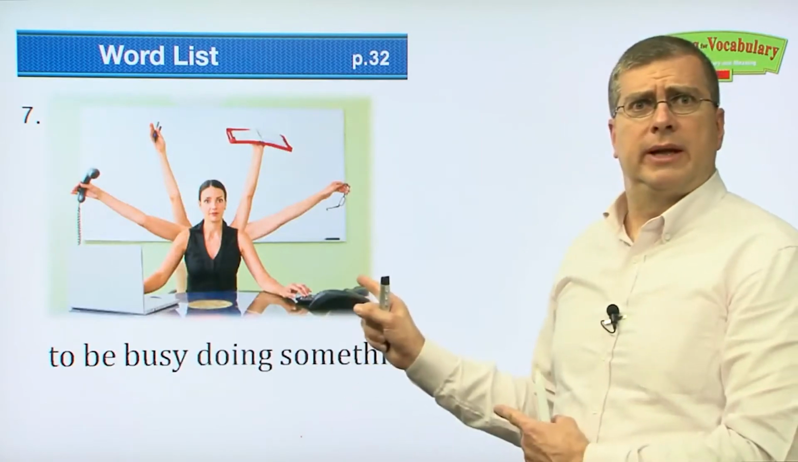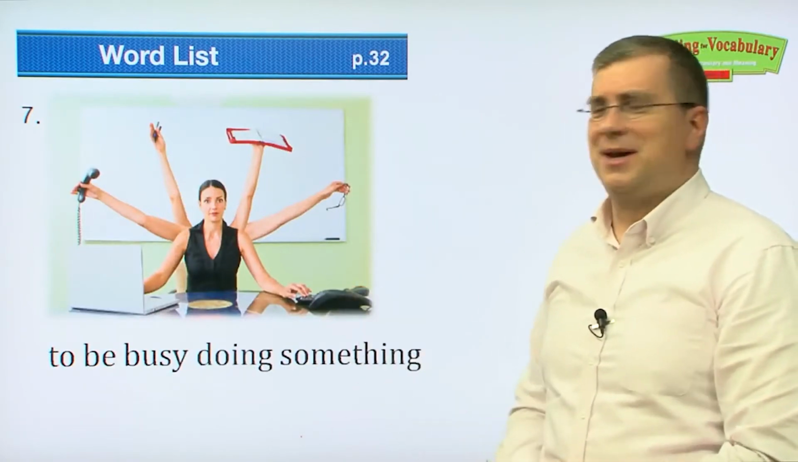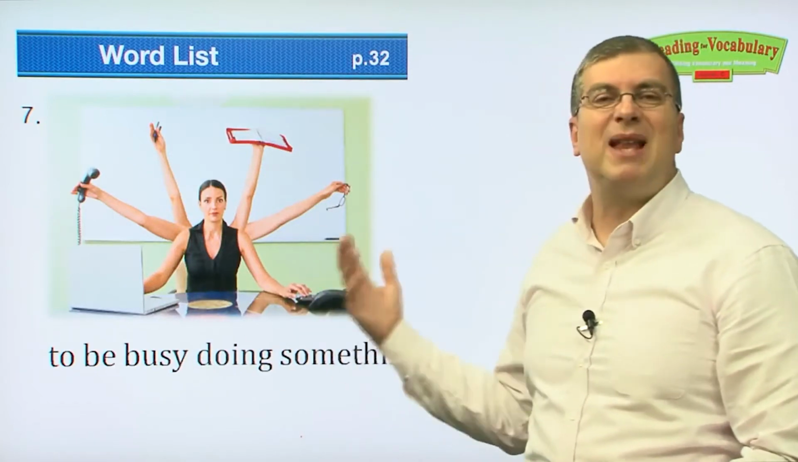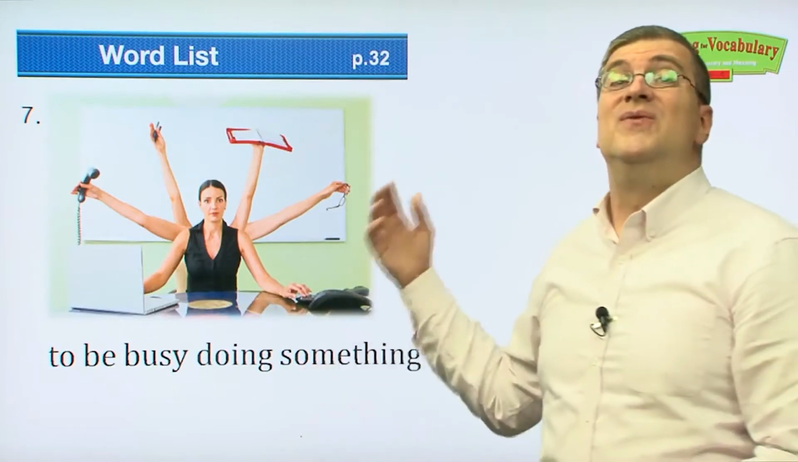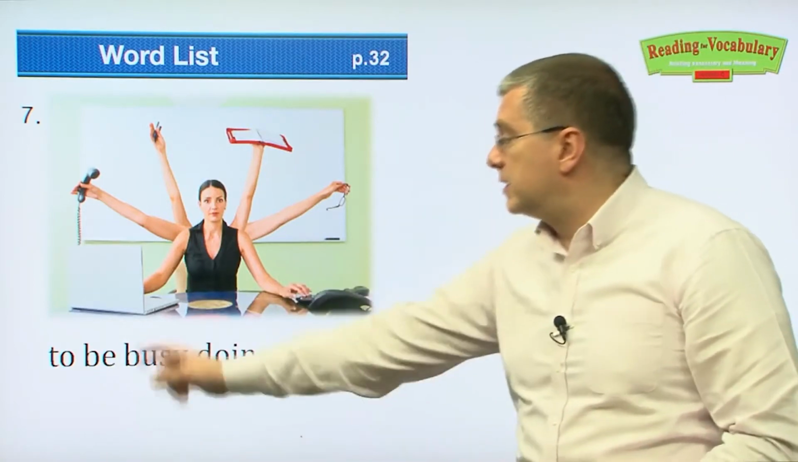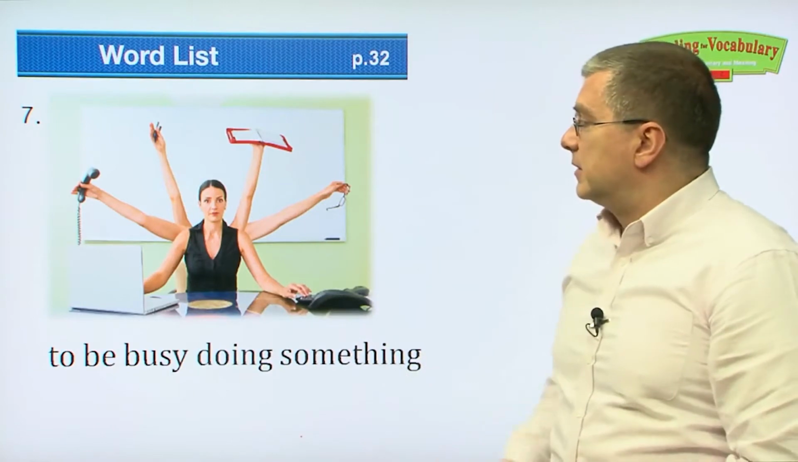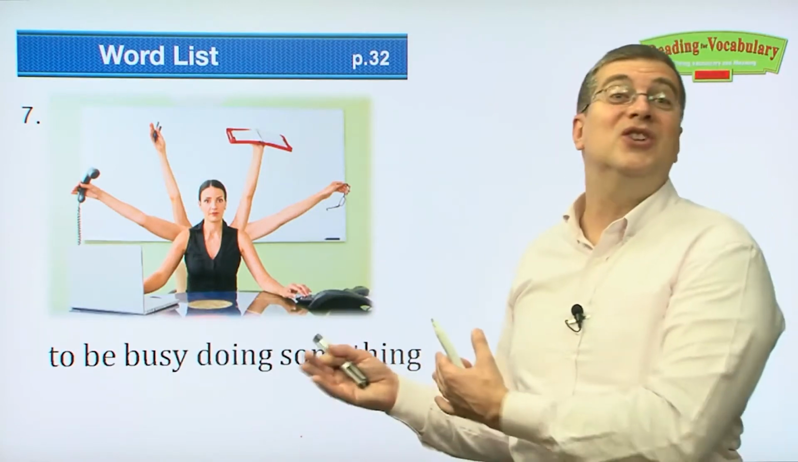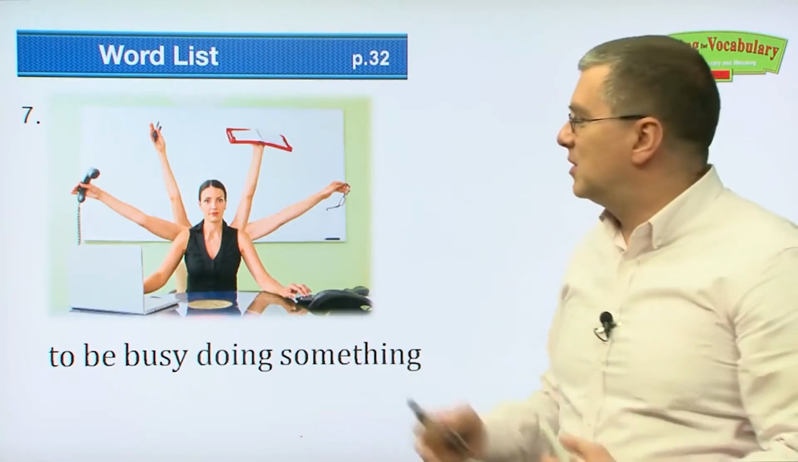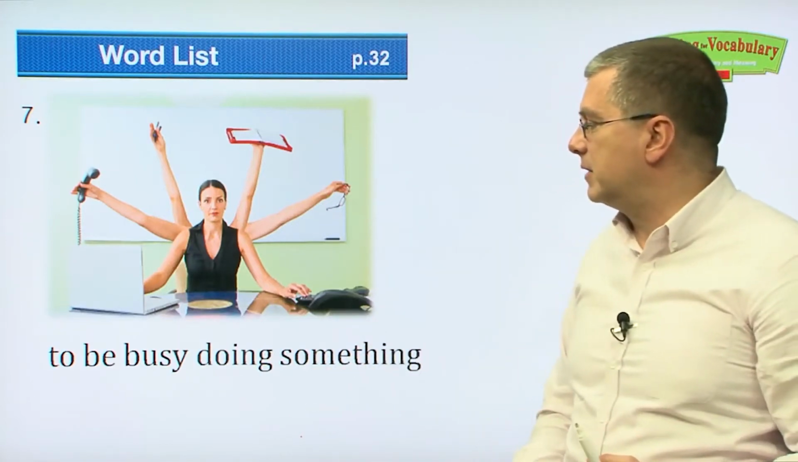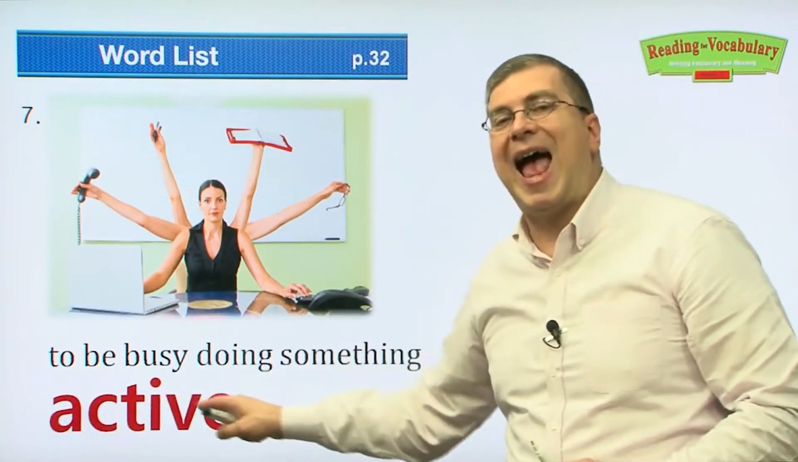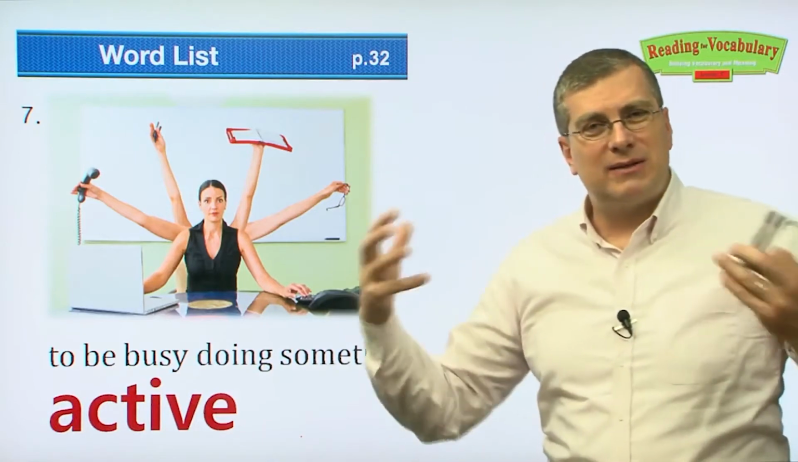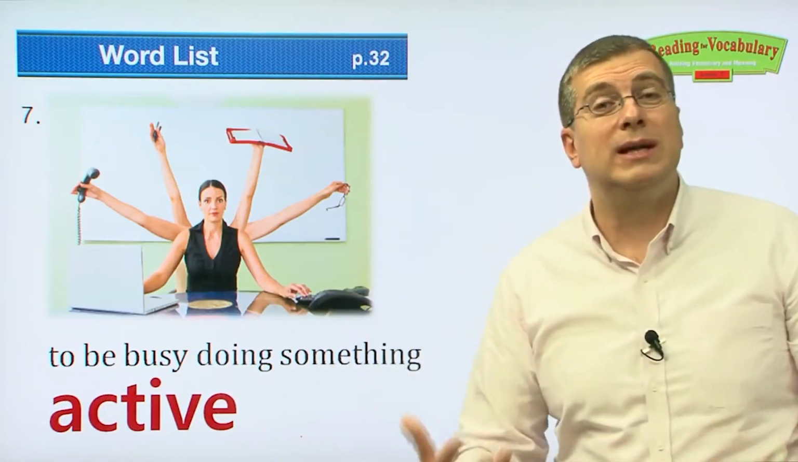Whoa, what's wrong with this lady? She looks very strange. Well, she has many arms, right? Well, what this picture is showing is that she has many things to do. She's very, very busy, isn't she? To be busy doing something. So, unfortunately, she doesn't have 6 arms, right? Maybe she wishes she had 6 arms, but she's very busy. She's doing many things, so she is very active. Active. If somebody is active, that means that they're busy or that they are doing something.